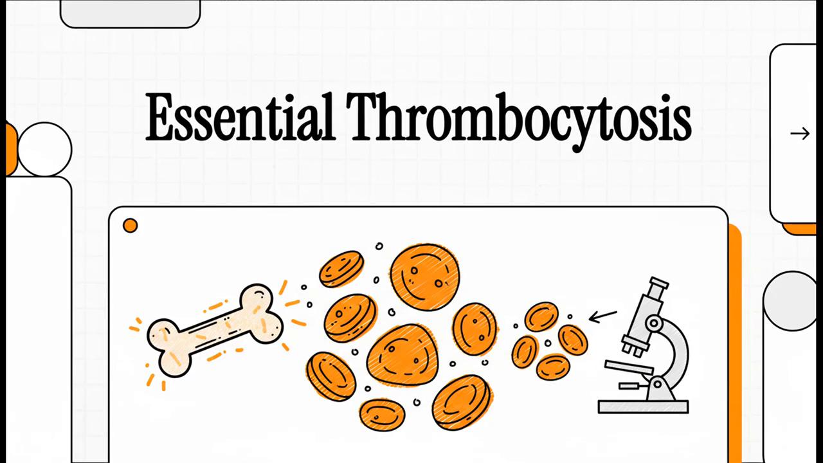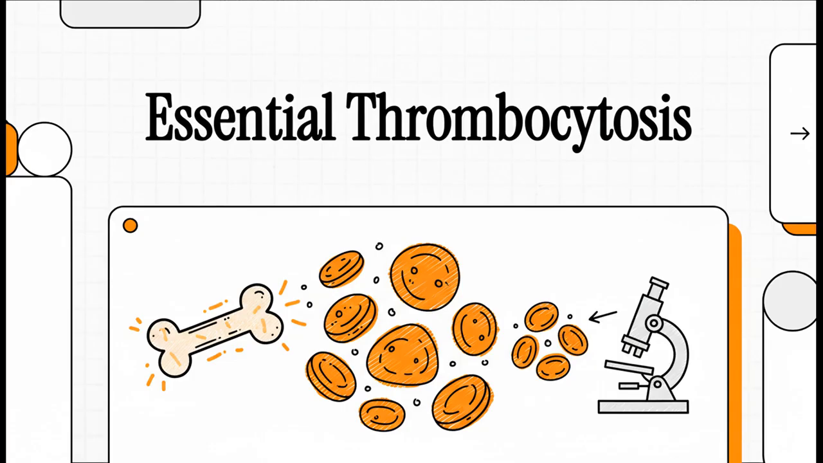Okay, so you get a lab report back on your desk. You glance at the CBC, and the platelet count is, well, it's astronomically high. What's the first thing that should pop into your head? Especially for board exams, one answer should be right at the top of your list: essential thrombocytosis.